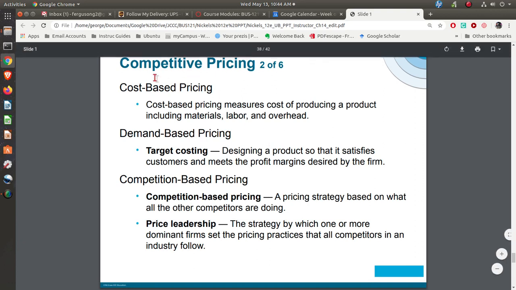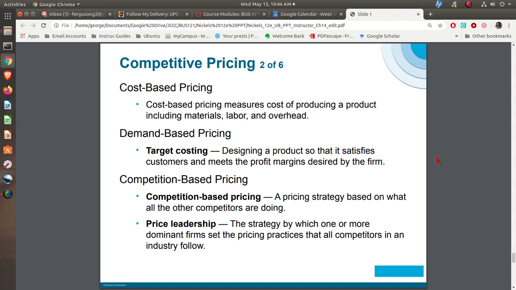Different types of pricing. You can do cost-based. A lot of times that happens like in the building industry. In other words, okay, this is what it's going to cost us, and we're going to add another 10% as far as profit is concerned. You might have demand-based. In other words, okay, so what is it that people are going to pay for this product in the market? Competition-based. In other words, okay, we're going to meet or beat any of our competitors' prices. And then you might have price leadership.